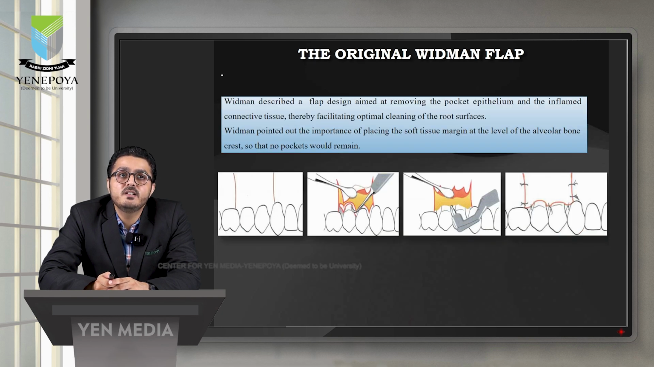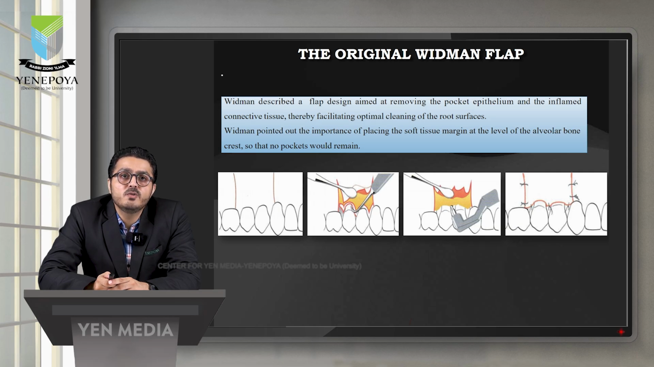Then you have the original Widman flap. As the name suggests, it was described by Widman. It is a flap designed to aim at removing the pocket epithelium and the inflamed connective tissue, thereby facilitating optimal cleaning of the root surface. Widman pointed out the importance of placing a soft tissue margin at the level of the alveolar bone crest so that no pockets would remain. So here the idea is again to remove the pocket lining and place the flap at the crest of alveolar bone.